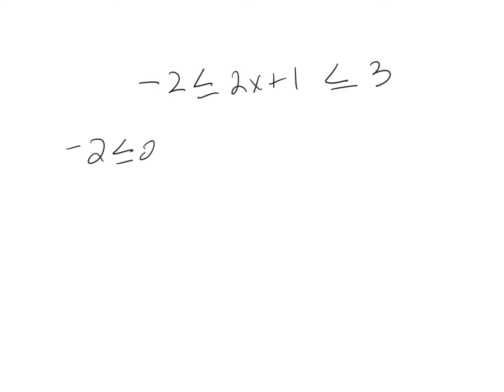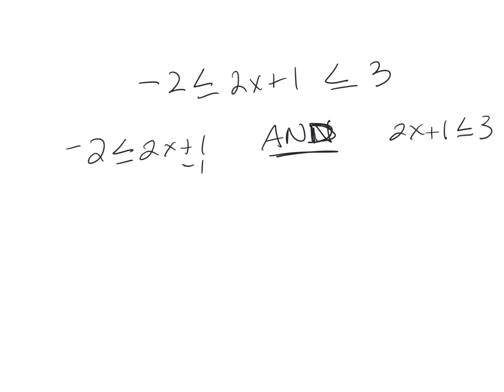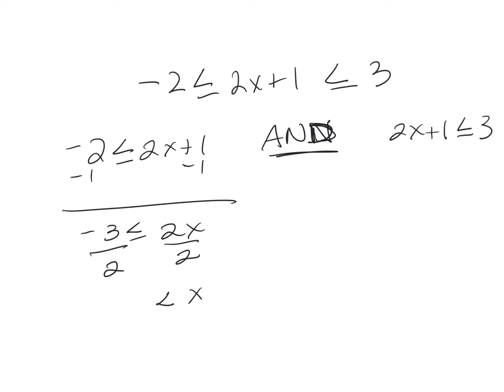All right, let's do a compound one. So this notation means that this is true and this is also true. That's what that means. You can solve them separately or you can solve them together. Like, so I can take 1 away from both sides. Divide by 2. So this is true.